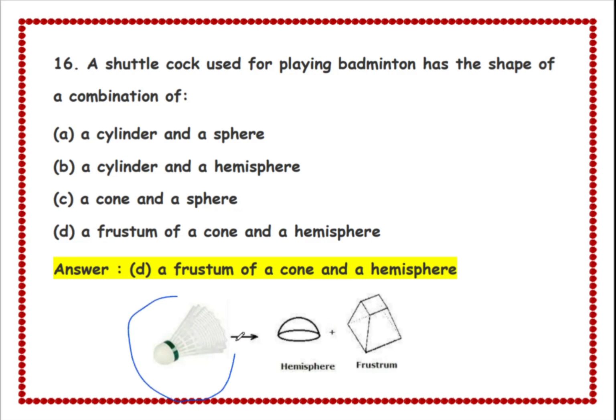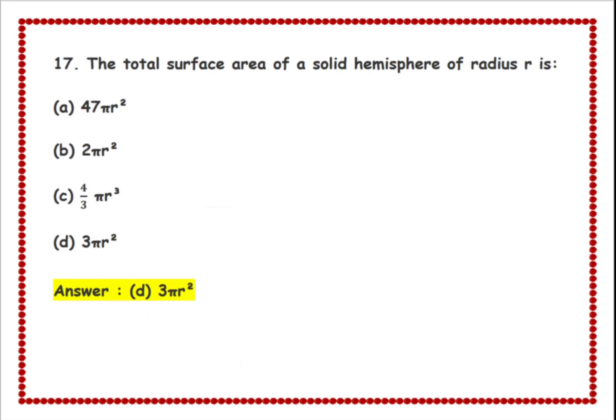A similar question: a shuttlecock used for playing badminton has the shape of a combination of, do observe the shuttlecock, it is of the shape of a combination of a hemisphere and a frustum of a cone. Therefore, the correct answer is option D, a frustum of a cone and a hemisphere.